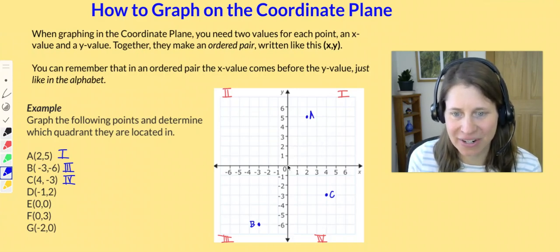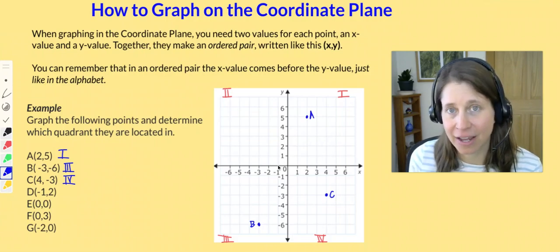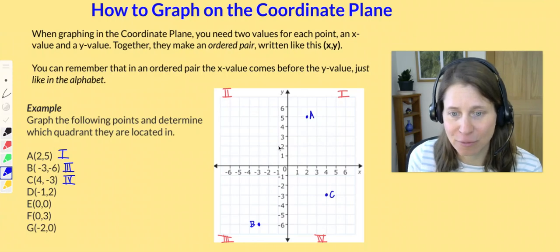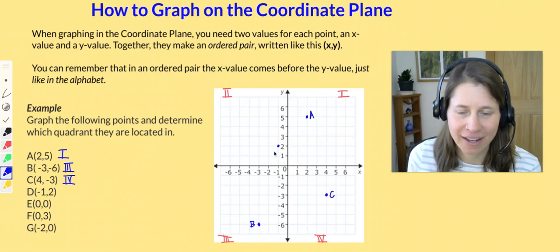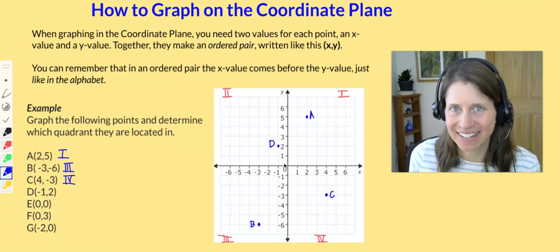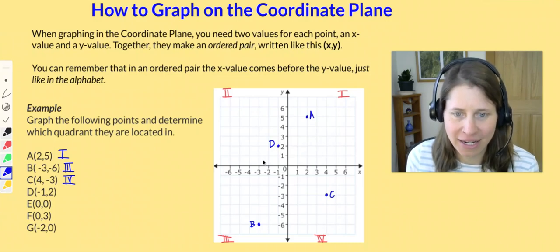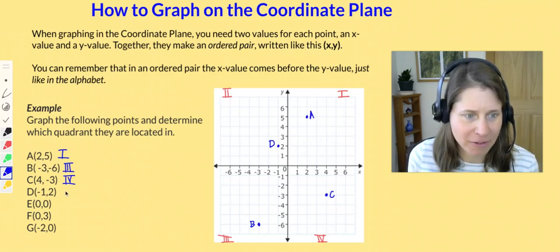Starting at 0, x is negative 1, that would be here, and y is 2, that would be here, and there's our point D. Did you get it? And this is quadrant 2, where x is always negative and y is always positive.